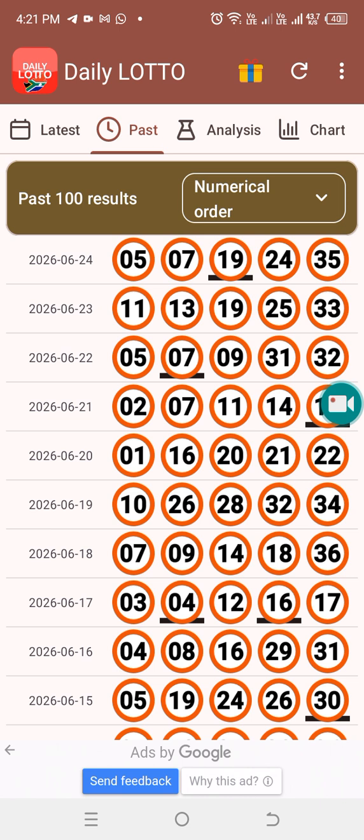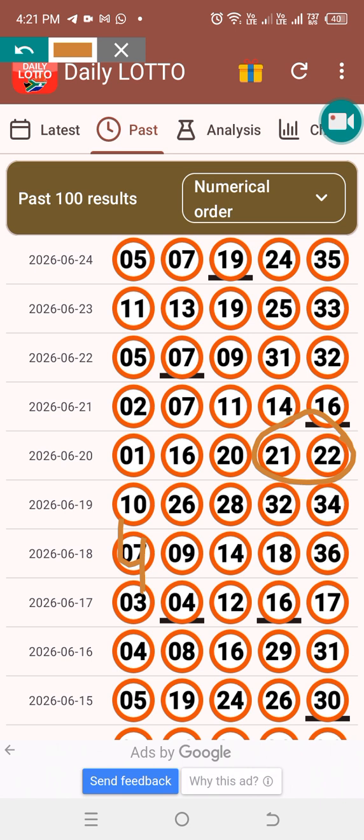Now, so as we say, we're gonna add the last two numbers, right? We're gonna create a code like this. We're gonna add the last two numbers, and then we're gonna say 21 plus 22 is equal to 43. Then you say 4 plus 3 is equal to 7.